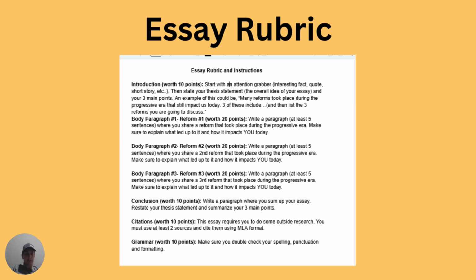In body paragraph number 1, you're going to talk about the first reform. So just like we introduced in the slideshow, explain what it is, what led up to it, how it impacts you today, and write at least 5 sentences for that. And that's worth 20 points. Same thing with body paragraphs number 2 and 3. You're going to write about those different reforms, each one explaining what they are and what led up to them and how they impact you today. Make sure they're at least 5 sentences and they're each worth 20 points.